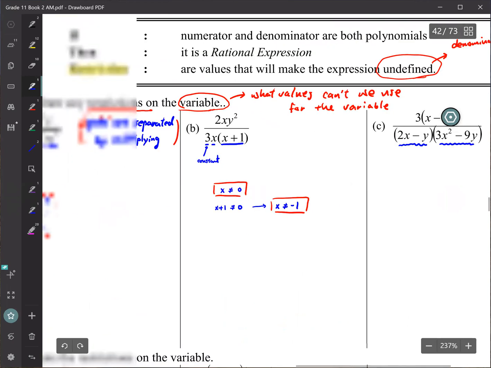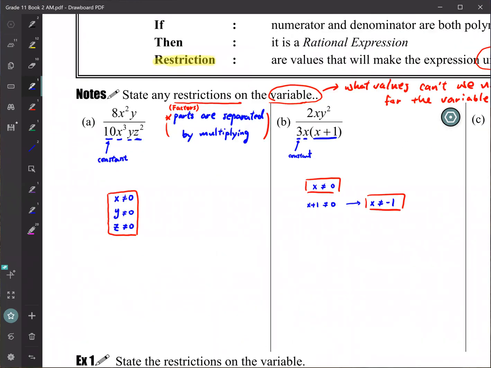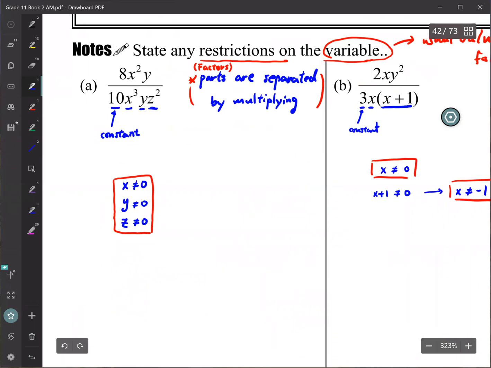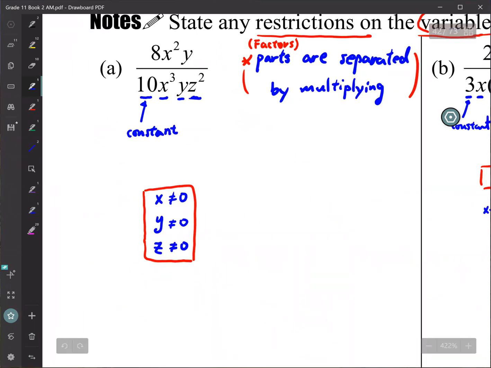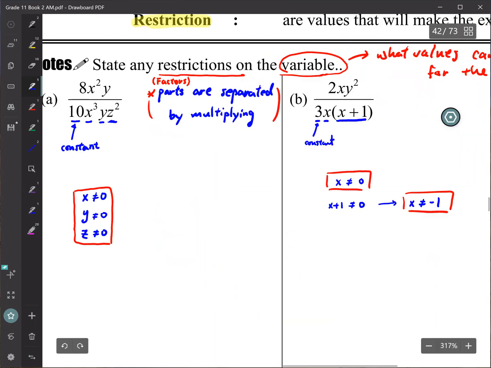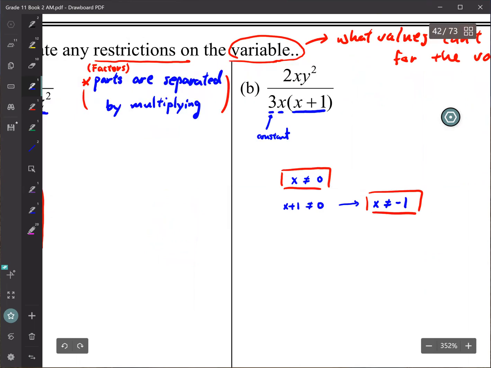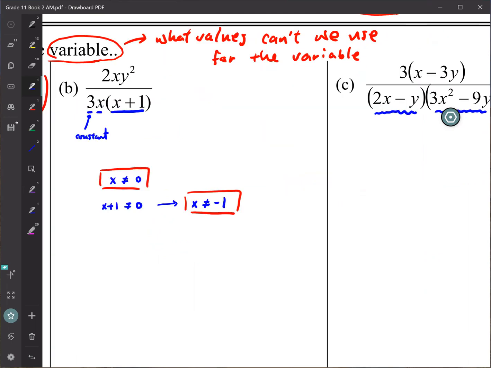If you look at the other 2, each part, even though we have 3 variables in question A, each part only has 1 variable. Question B as well, right? You have 3 parts and each part has only 1 variable. So let's take a look, okay?